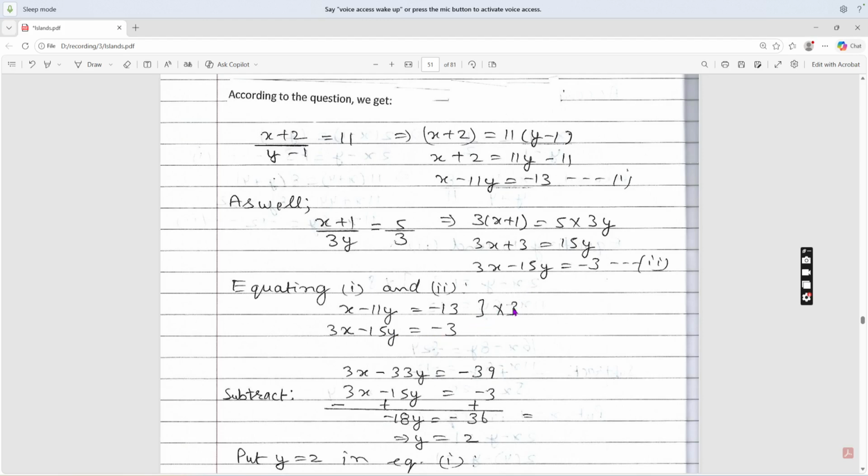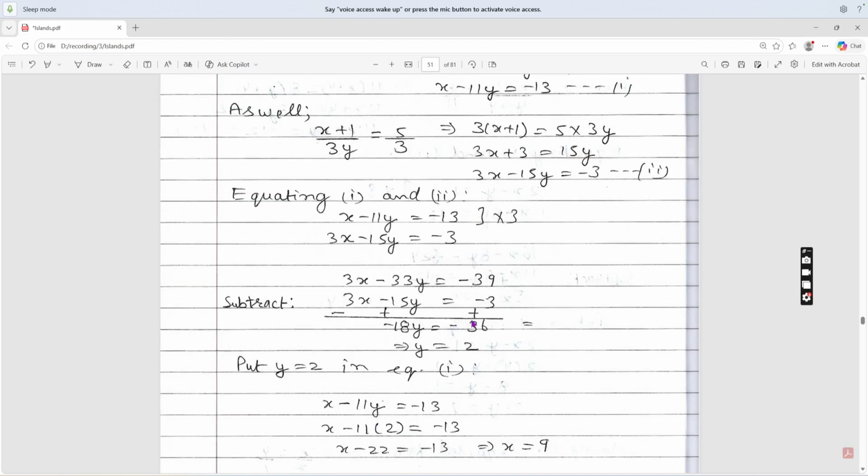It is equation 2. Now we are going to multiply the first equation by 3 in order to get 3x minus 33y is equal to minus 39. The second equation is 3x minus 15y is equal to minus 3. Now we can clearly see that the coefficients of x are the same, that is plus 3, plus 3. So we are going to subtract, because when the signs of coefficients are the same, we subtract both equations. Now plus becomes minus, minus becomes plus, minus becomes plus. So minus 39 plus 3 is equal to minus 36. Minus 33 plus 15y is equal to minus 18y, and 3 minus 3 is equal to 0. So y is equal to minus 36 upon minus 18, that is equal to plus 2.